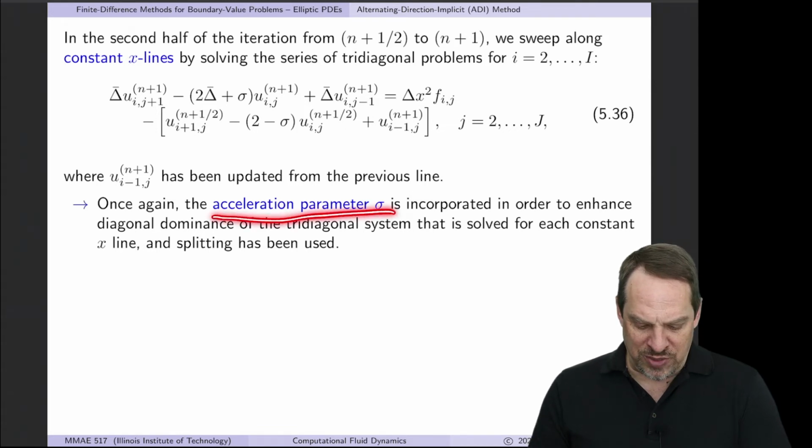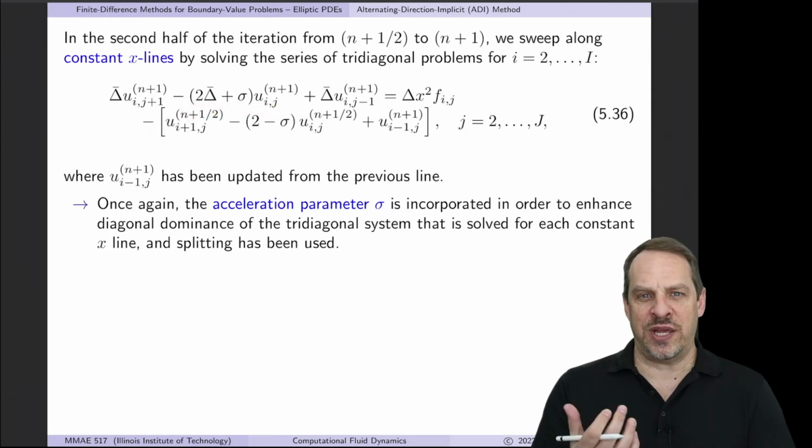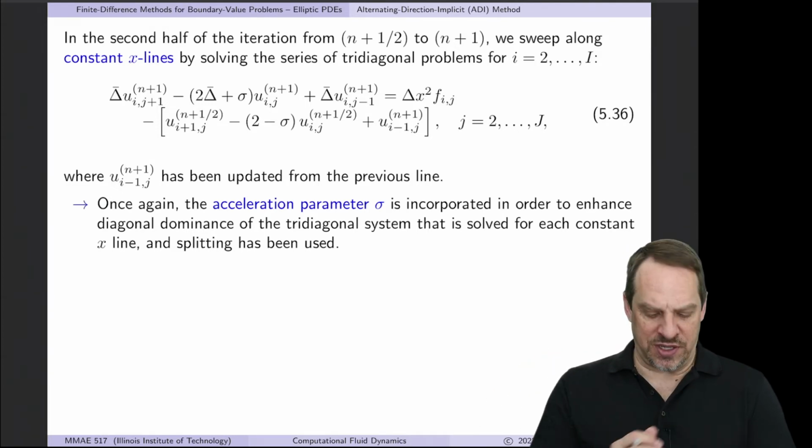The acceleration parameter sigma, again, is the same, and it's on both sides of the equation. And again, it's to enhance diagonal dominance of the tridiagonal system of equations that we have to solve. You'll use the same sigma for both the constant y lines and the constant x lines.